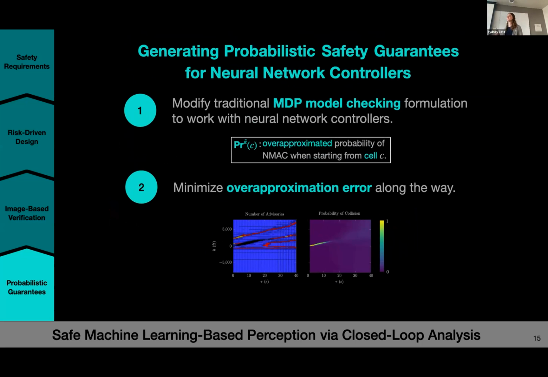So to summarize, for this contribution, I talked about how we can generate probabilistic safety guarantees for neural network controllers. We do this by modifying a traditional MDP model checking formulation to work with neural network controllers. To do this, we had to introduce some over-approximations. And so we came up with some principled ways to minimize this over-approximation error along the way.